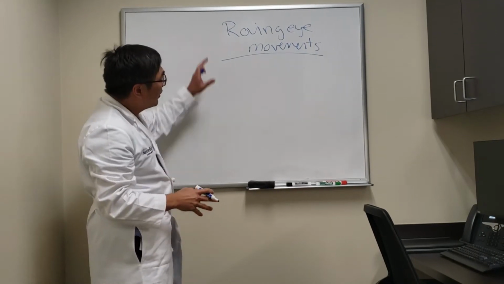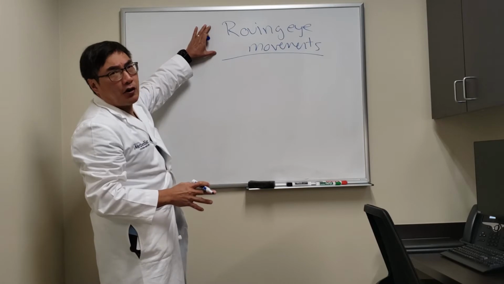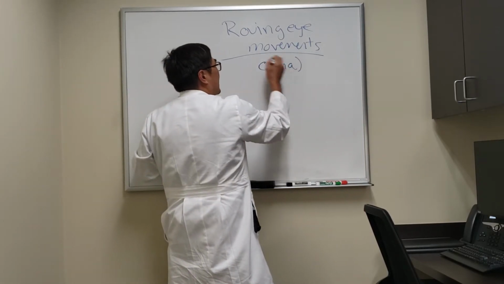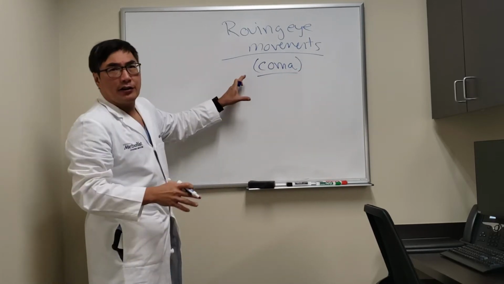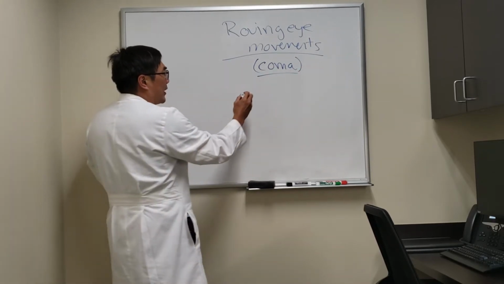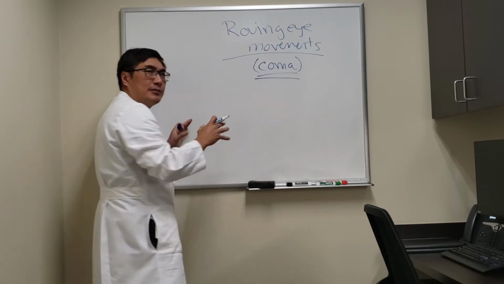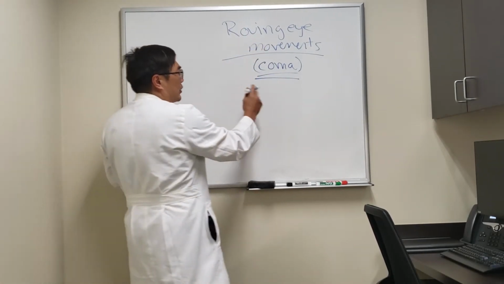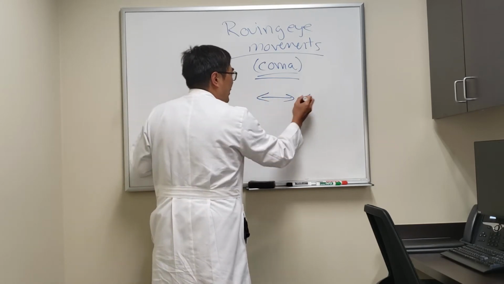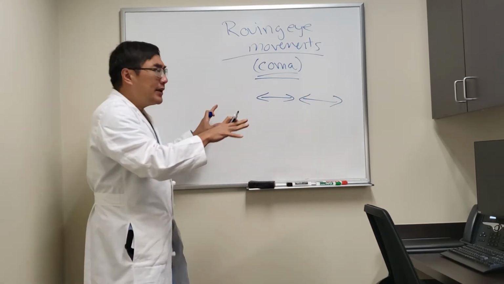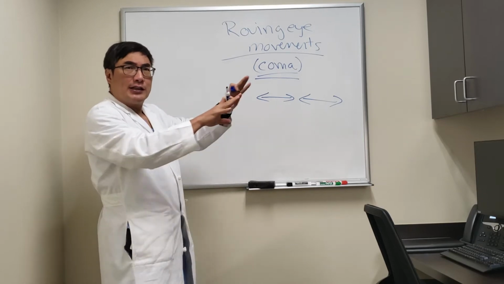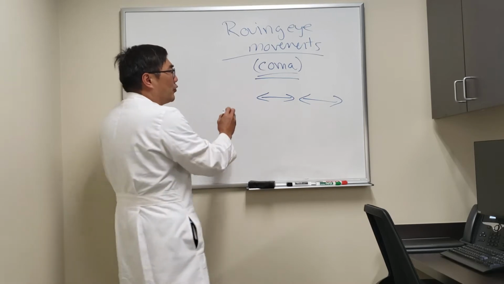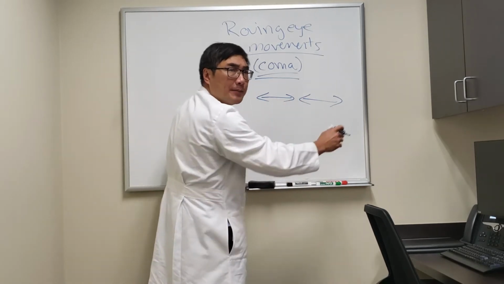So the question to me was, what is the significance of roving eye movements in a patient who is in coma? And the second part of the question was, why do they occur? So when we have coma, that could be supratentorial or it could be infratentorial. And so when we have eye movements that are roving, both eyes are moving. We have conjugate or disconjugate movements, which means they're moving in the same direction or moving in opposite directions. And normally it's horizontal movement.